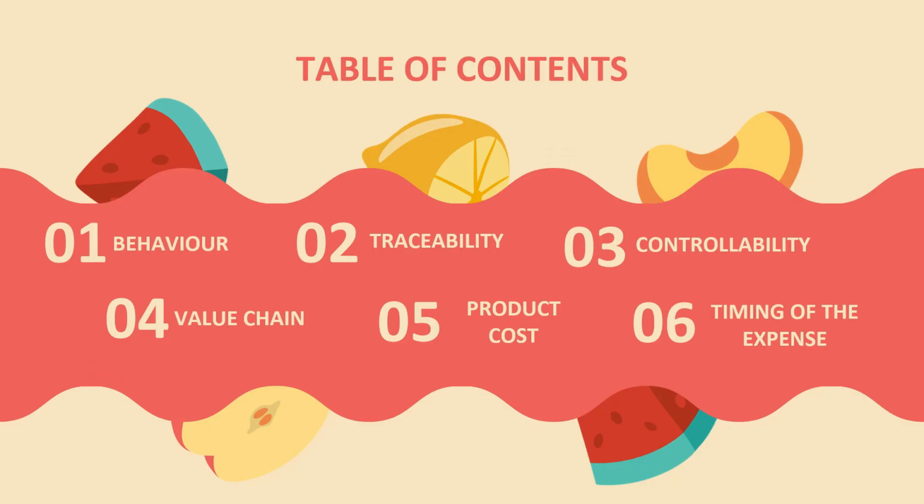There are 6 types of cost classification. First, behavior. Second, traceability. Third, controllability. Fourth, value change. Fifth, product cost. And lastly, timing of the expense.